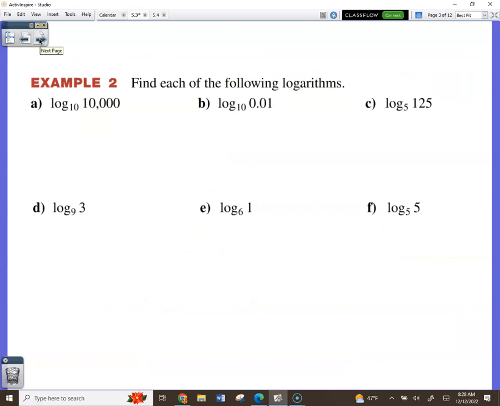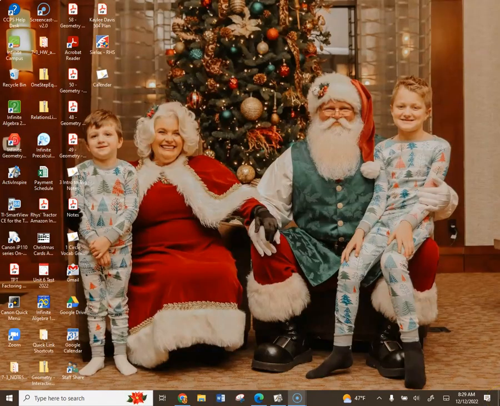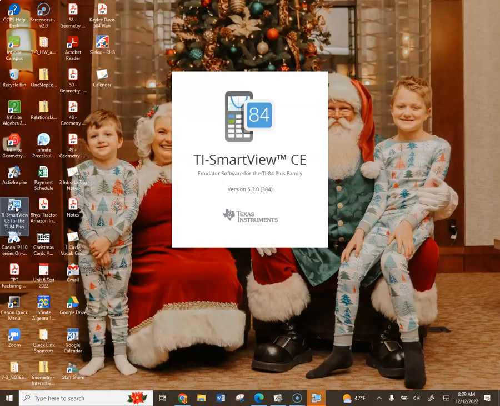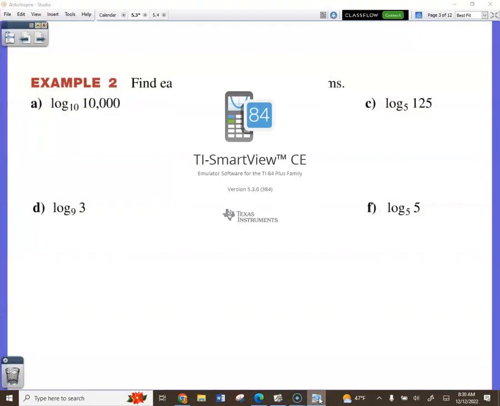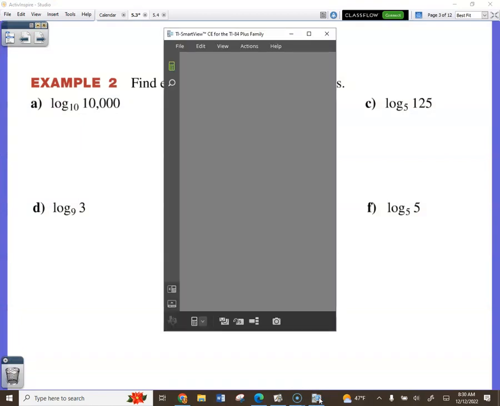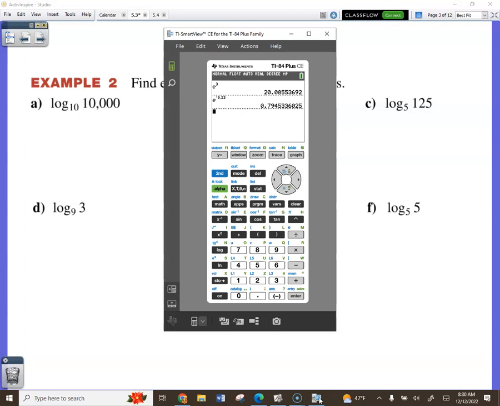Go into this slide. Okay, find each of the following logarithms. So look at your calculator. Do you see a log button? It should be on the left side, I think. Never mind, it's not on the left. Oh, it is on the left. Okay.